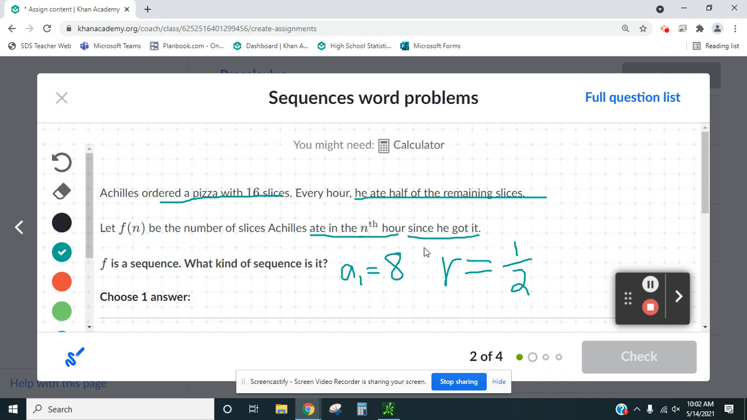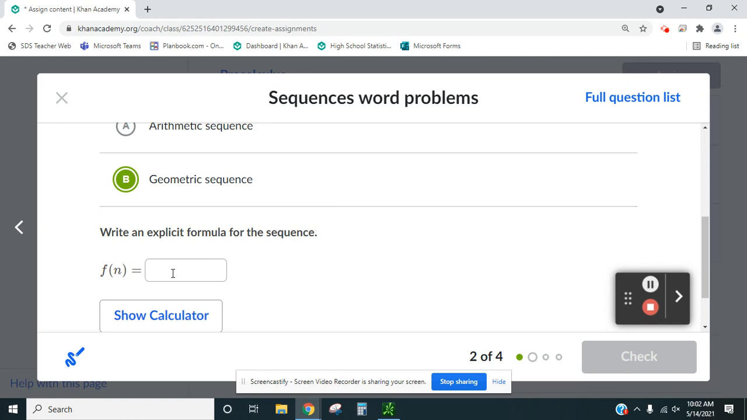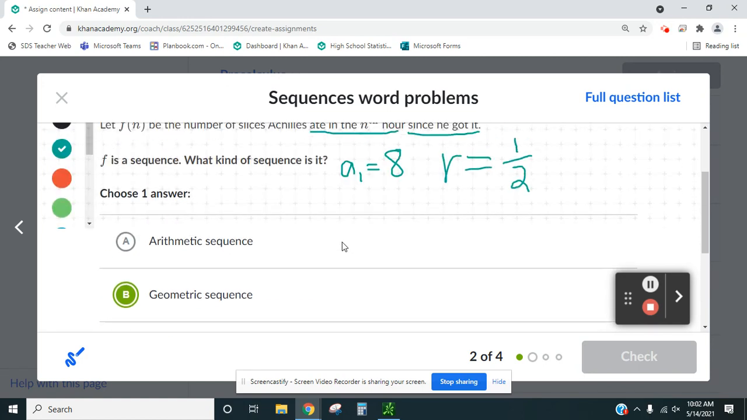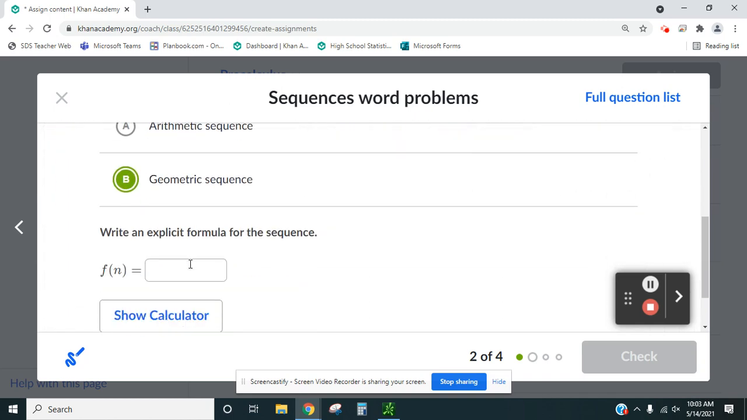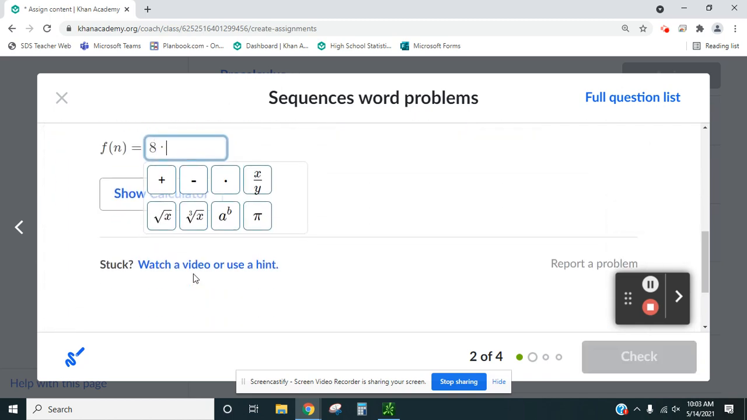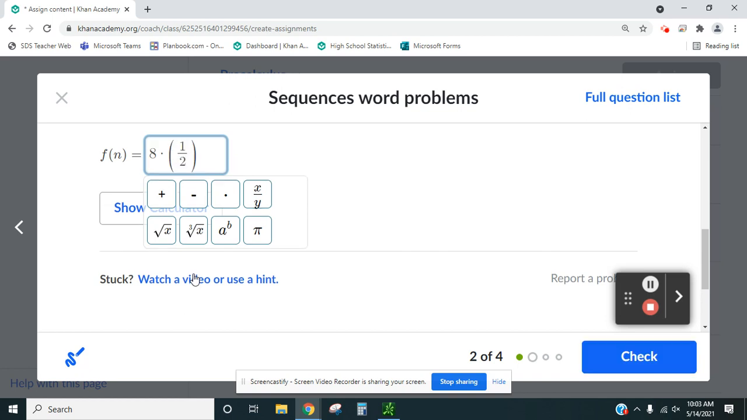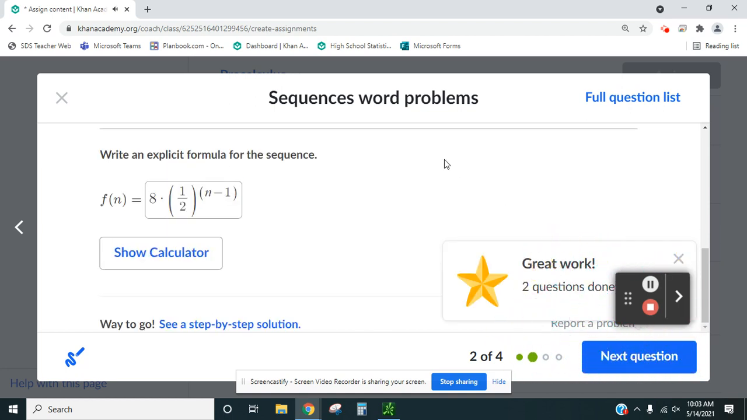So who has the geometric sequence formula from the other day? Who's got that one written down? Nice and handy. A1 times what, Warren? Yep, r to the n minus 1. We've got to use exponents, right? We're going to say it's 8 times a half, and then remember the parentheses up here for this. Now I hope it's right. All right.